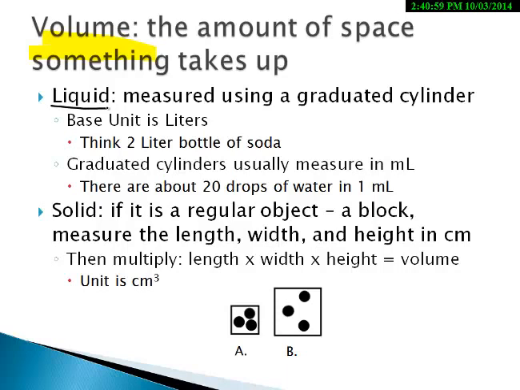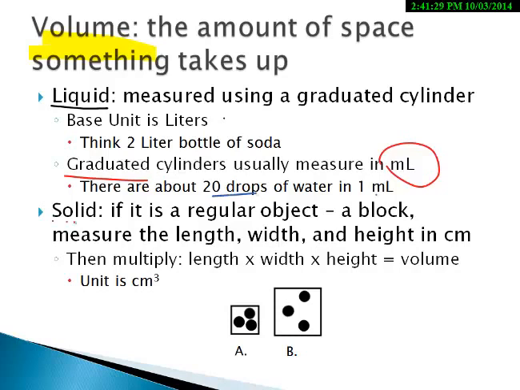The base unit for volume is the liter. And if you're trying to think about how big a liter is, think about a 2-liter bottle of soda. So a 2-liter bottle of soda would be, of course, 2 liters. Graduated cylinders that we use in class normally would measure in milliliters. And if you're trying to visualize a milliliter, think about it this way. There are about 20 drops of water in every 1 milliliter. So 1 milliliter is about 20 drops of water.